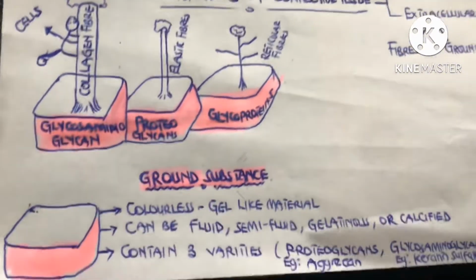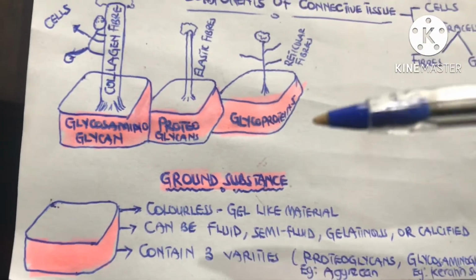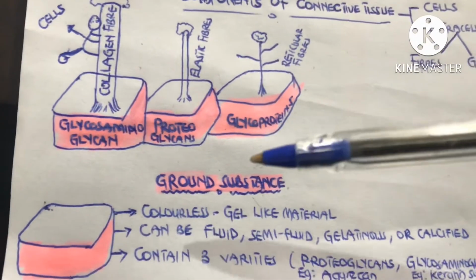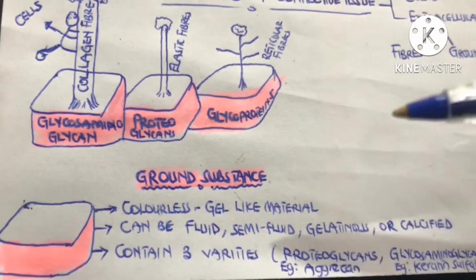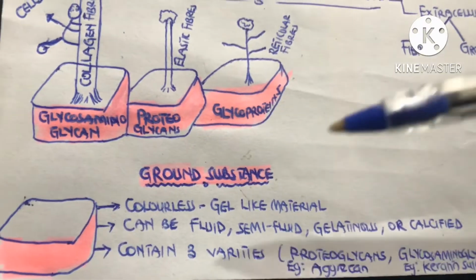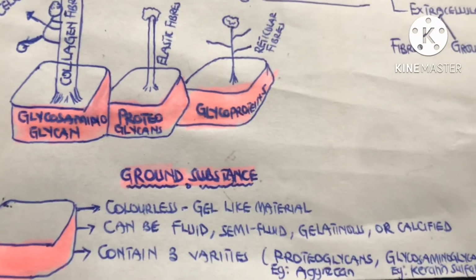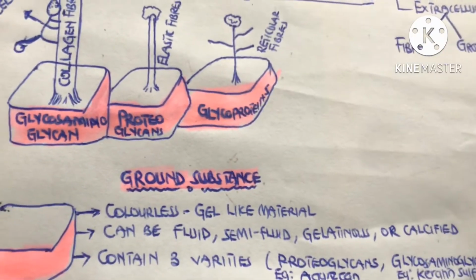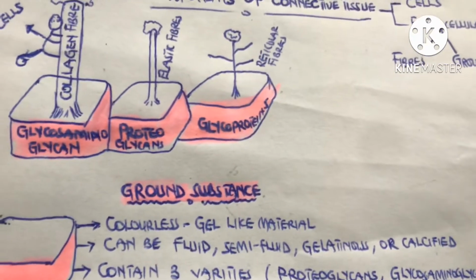So the first one, let's take the ground substance. The ground substance is a colorless gel-like material. Some people also say that it is transparent. And this ground substance can be fluid, semi-fluid, gelatinous, or calcified, depending on the connective tissue that you are looking at.